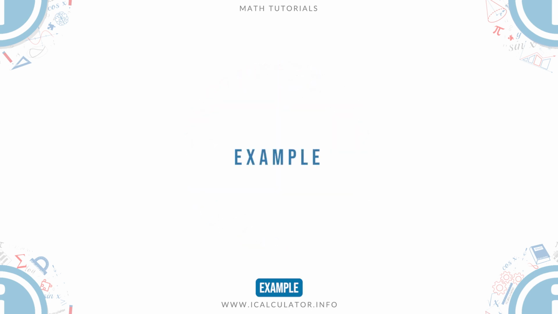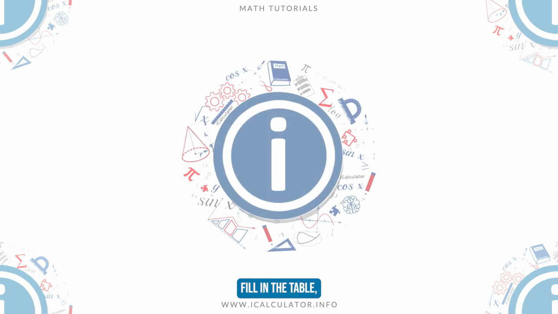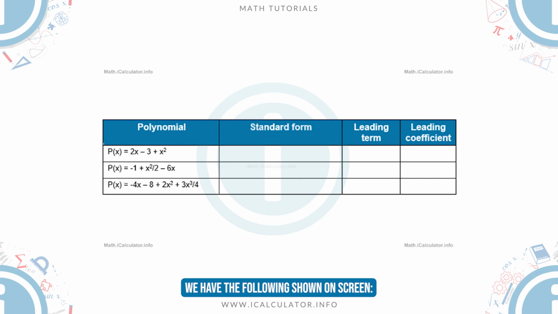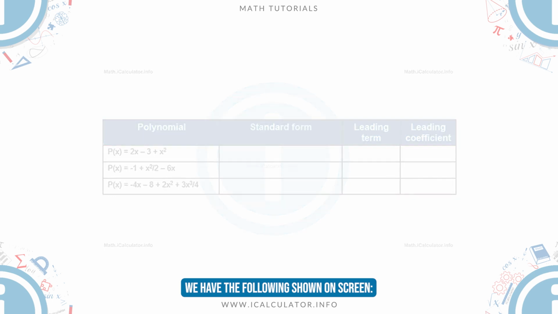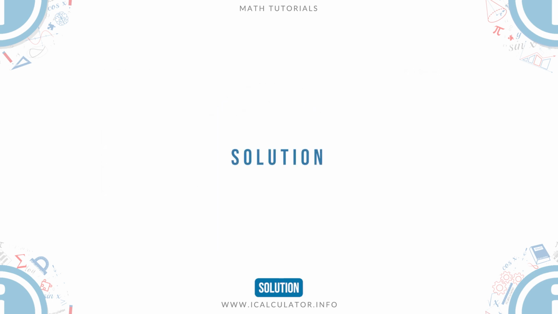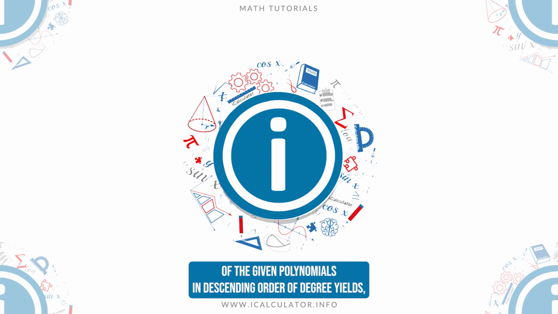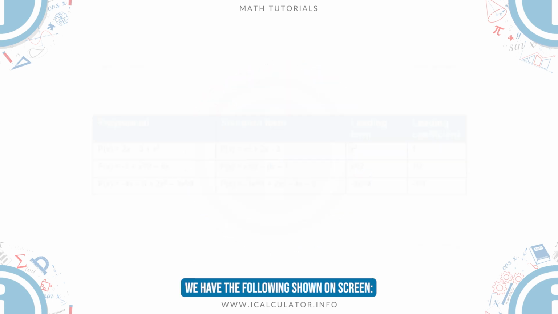Example. Fill in the table, we have the following shown on screen. Solution. Writing the terms of the given polynomials in descending order of degree yields, we have the following shown on screen.